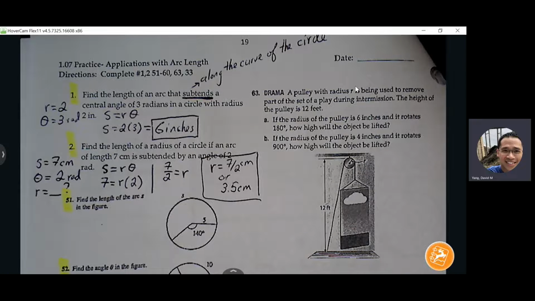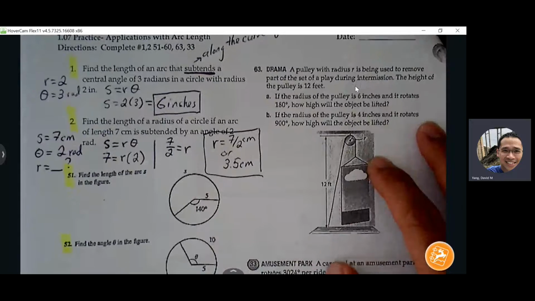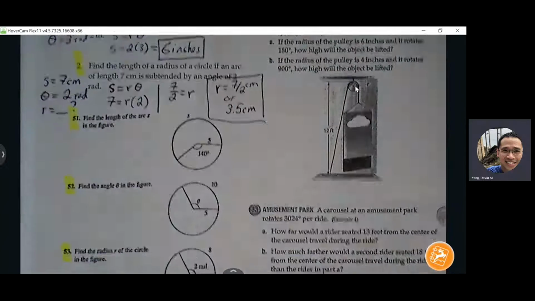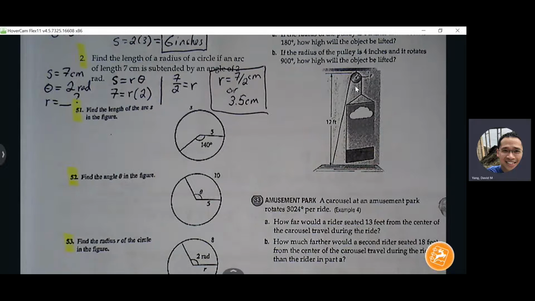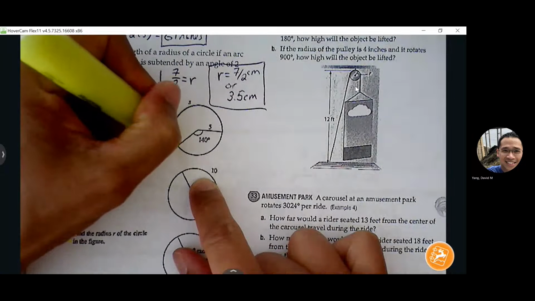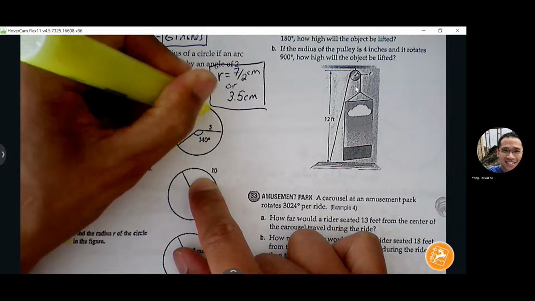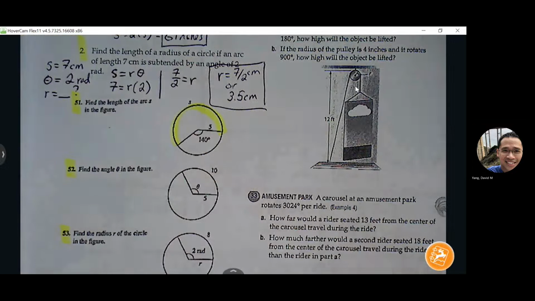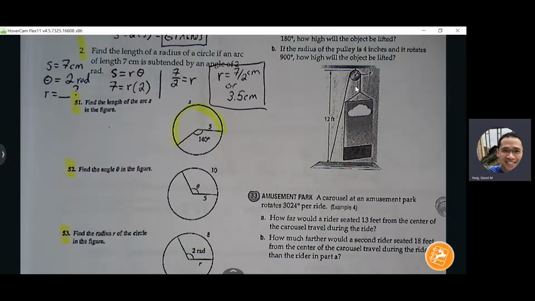Okay, number 51. Any questions so far, 1 and 2? Okay, 51 says find the length of arc S. Let me highlight that. How many degrees is a full circle? It's 360. Okay. Now, is that 140 the matching degree that is for our arc length?